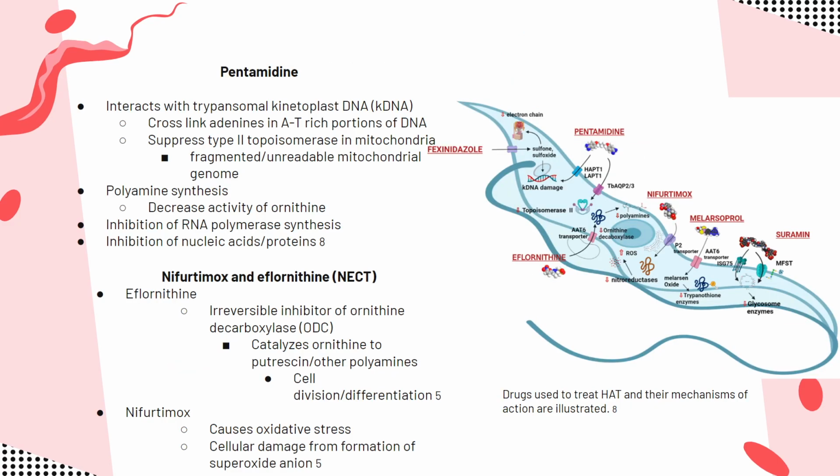Let's look at the mechanism of these drugs. Pentamidine interacts with Trypanosoma kinetoplast DNA by cross-linking adenines in the AT-rich portion of the DNA. This leads to suppressing type 2 topoisomerase in the mitochondria, which leaves the mitochondrial genome fragmented and unreadable. This drug also inhibits polyamine synthesis due to decreased activity of ornithine decarboxylase. It also inhibits RNA polymerase synthesis and nucleic acids and proteins.